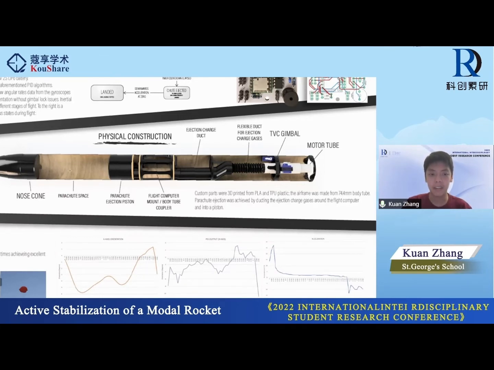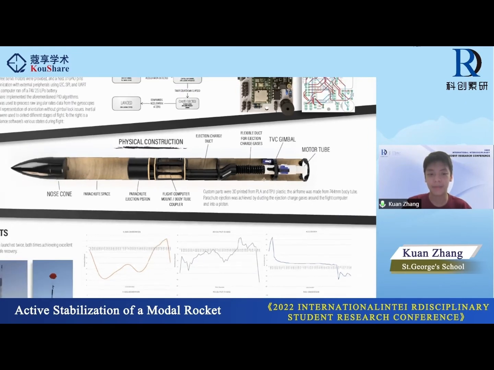It would push this piston, which would shoot out. The parachute would be stored in this space here. It is pushed out by the piston, allowing the parachute to deploy and the rocket to land safely. The TVC gimbal is this component here. 2 SG90 servo motors were responsible for changing the direction of the engine's thrust, and the flexible duct allows the seal to be maintained even when the TVC gimbal is not at this orientation.